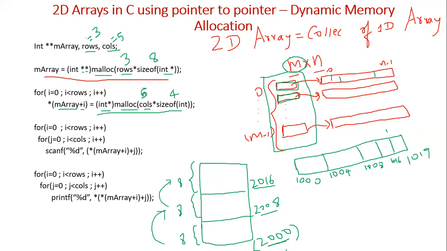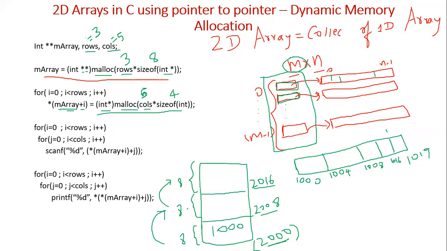Starting address is 2000, I is 0, so it is 2000. But on the left hand side you cannot just write m array plus I, because in this location you want to store, right? So you have to add a star also. The value at this location will be this address, so what address? 1000.